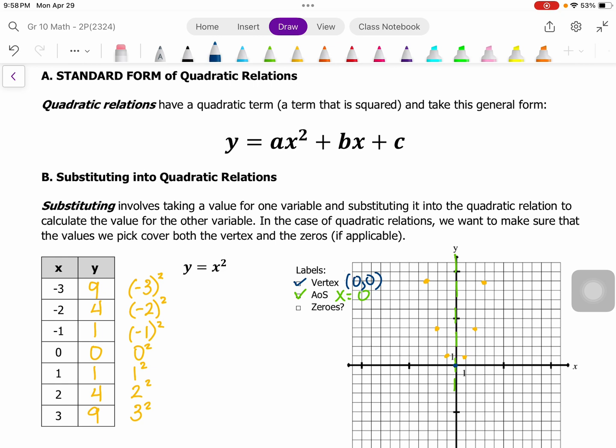So we'll just label here that this point was our vertex. And in this case, we only have one x-intercept, and it is also the vertex. Because the vertex is sitting right on the x-intercept, that is our 0. So the point 0, 0 is both our vertex and our x-intercept, or our 0.